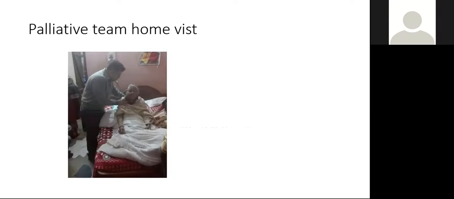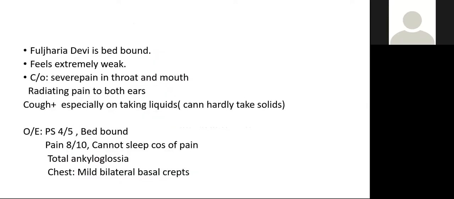And we started with the palliative team home visit and made the first visit about 10 days back. When we saw her, she was bedbound. In 20 days, her condition had deteriorated drastically. She was extremely weak, with severe pain in the throat and the mouth, and excruciating radiating pain to both the ears, and she was coughing, especially on having liquids. We confirmed it by giving some water in front of us, and she just coughed it out.